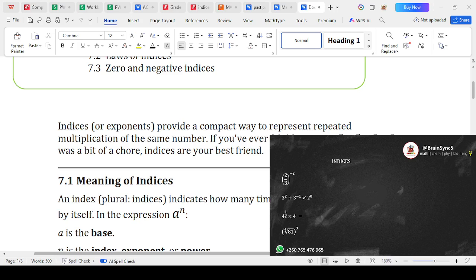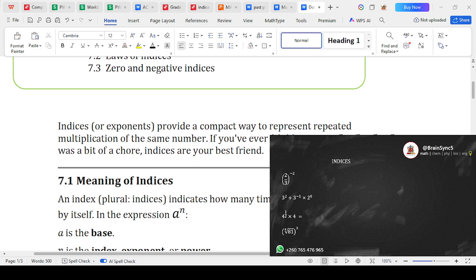If you are new here, BrainSync 5 is all about helping students understand the best 5 subjects, which is mathematics, chemistry, English, physics, and biology. And in today's video specifically, we are going to be looking at indices because I want to start slow with the easiest topic that I can find, and I noticed that indices is there. And a lot of students struggle to understand indices. That is why I am here to make it much easier.